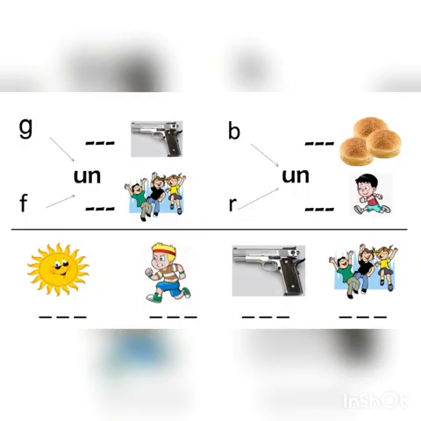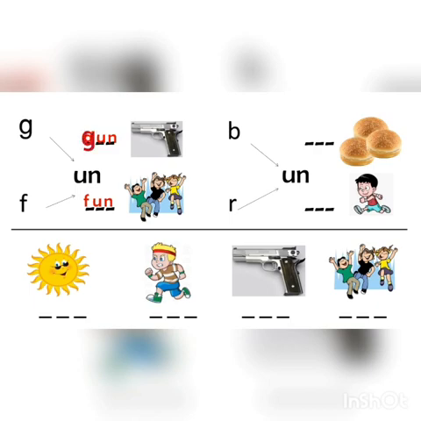Let's move to the next exercise. What's the first sound? G. When the g goes to the un, it will be gun. Can you see the picture of the gun? Write the word on the dashes. Gun. What's the next sound? F. When the f goes to the un, it will be fun. Write the word fun on the dashes next to the picture, like this. Fun. Now finish the next one.